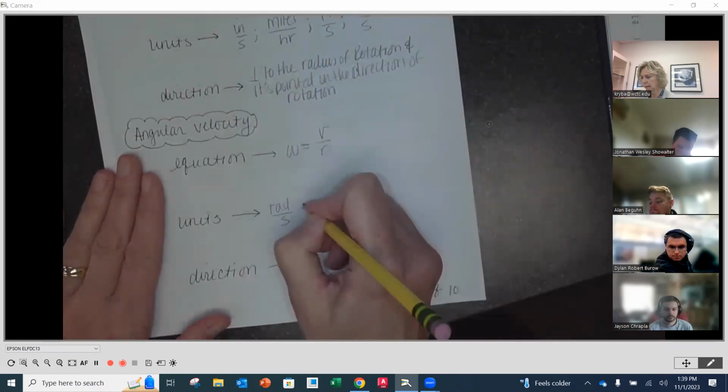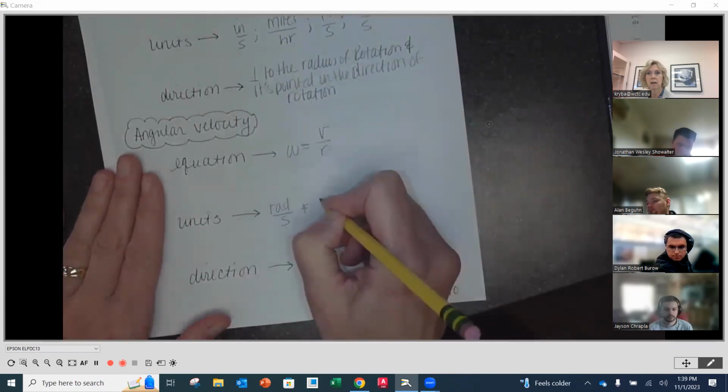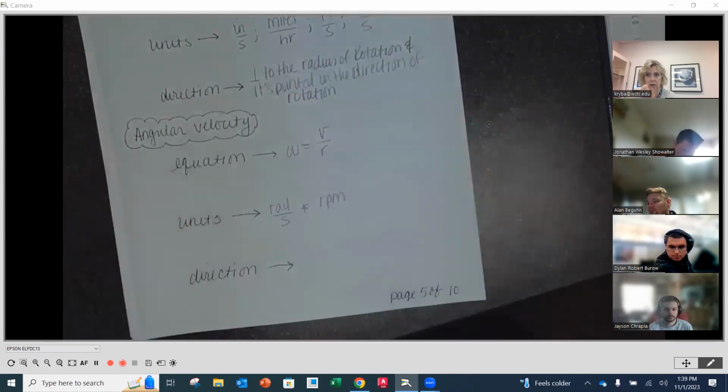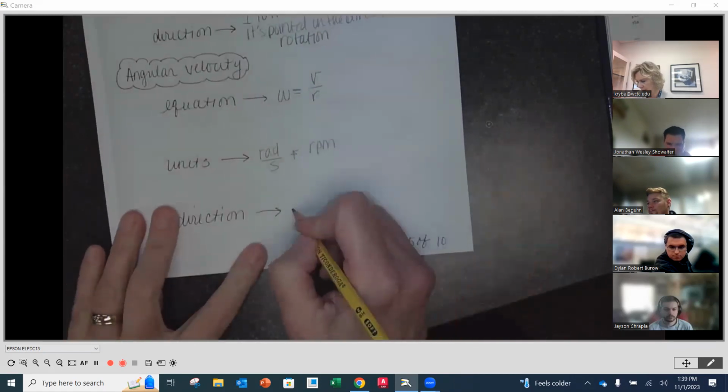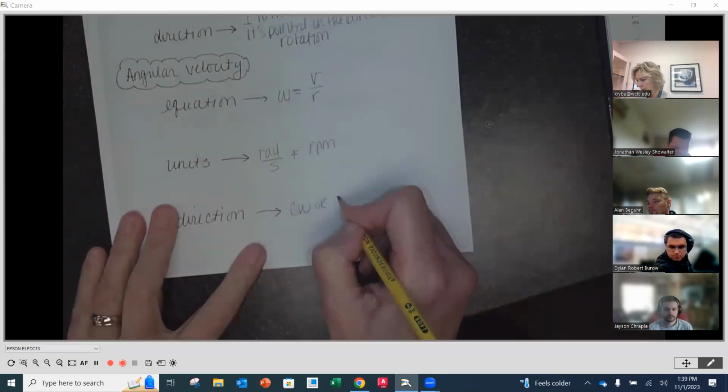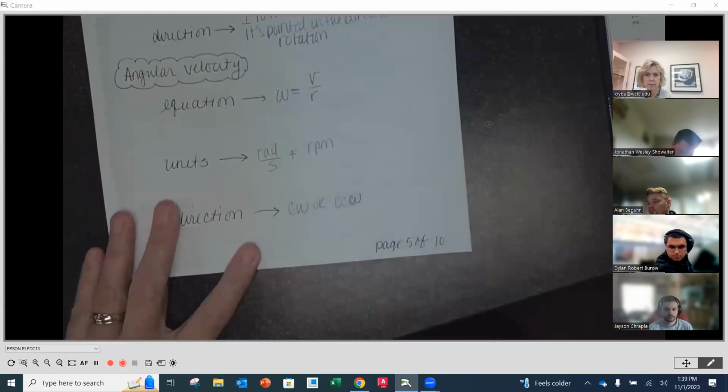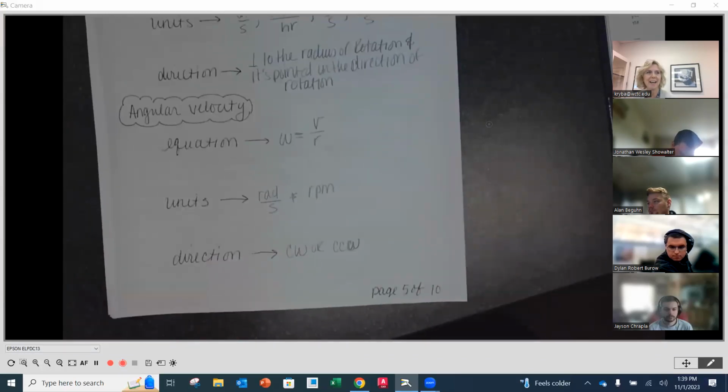Radians per second and RPM, or revolutions per minute. Correct. Yes. Direction. It's going to be one of two things. Yep, clockwise or counterclockwise. Whoopsie, counterclockwise. Good. See, everything you need to know.